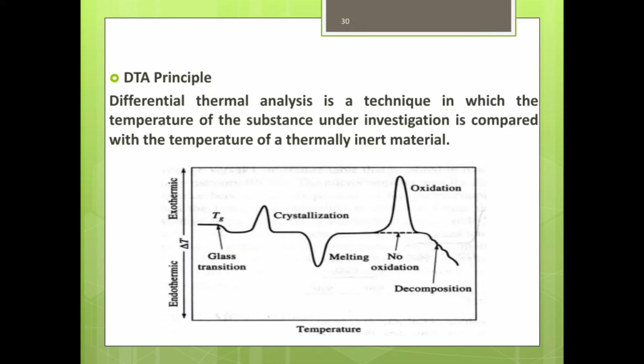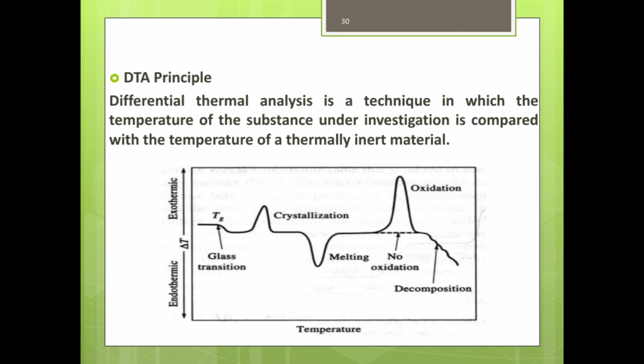The principle of DTA: differential thermal analysis is a technique in which the temperature of the sample or a substance under investigation is compared with the temperature of a thermally inert material. The graph is plotted with delta T against temperature. If delta T is positive, then it is exothermic, in the sense that the sample temperature is greater than the reference. If delta T is negative, then it is endothermic, the sample temperature is less than the reference.